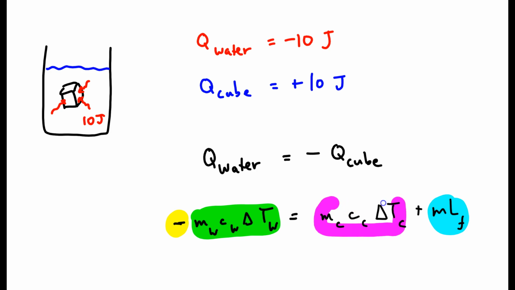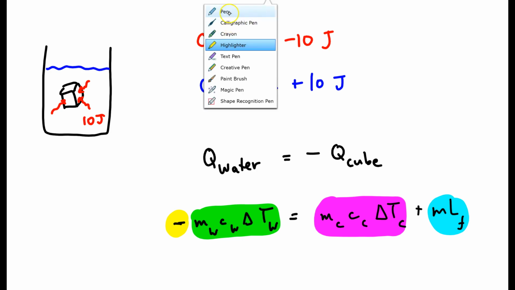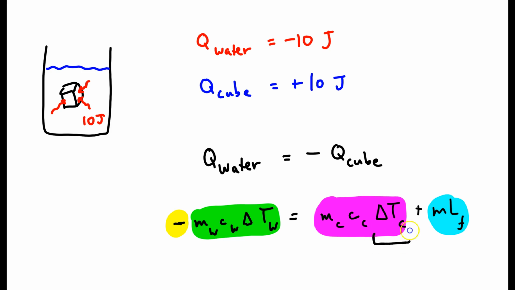But we also have an mcΔT for the ice cube because in the hypothetical scenario that I set up, the ice cube started at less than 0 degrees Celsius. So the ice cube had to rise in temperature and get all the way up to 0 degrees before it could start melting.